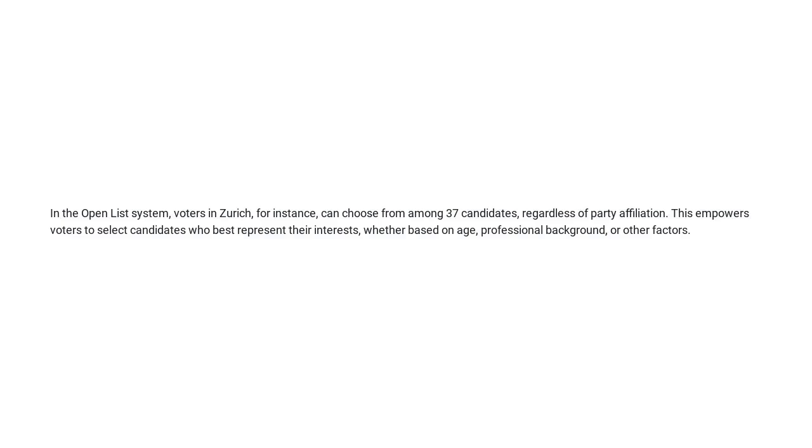This empowers voters to select candidates who best represent their interests, whether based on age, professional background, or other factors. Open lists foster diversity and reduce party loyalty, as candidates serve the electorate directly rather than being beholden to party leaders. This decentralized approach shifts power away from parties, mitigating the risk of centralized party control and the enactment of detrimental laws. In contrast, closed list systems, where parties dictate candidate selection, tend to concentrate power around party leaders, often resulting in poor legislative outcomes.